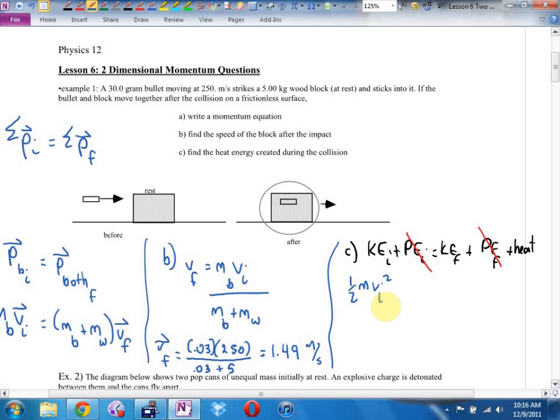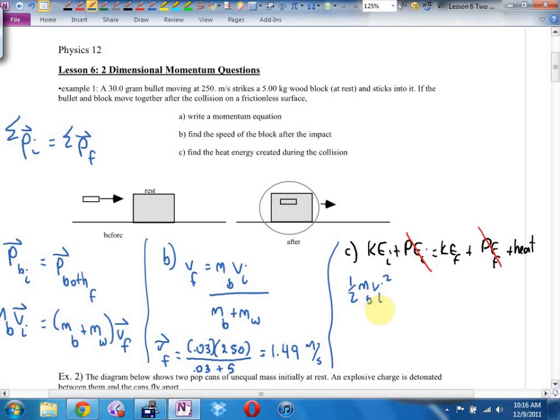Bullet? Isn't the bullet moving before the collision? Yes? But, Nicole, you've raised a good point. Here's what we're going to have to do. Before the collision, Nicole, what was moving before the collision? Only the... So I better make a note. This mass is only the bullet. Okay?